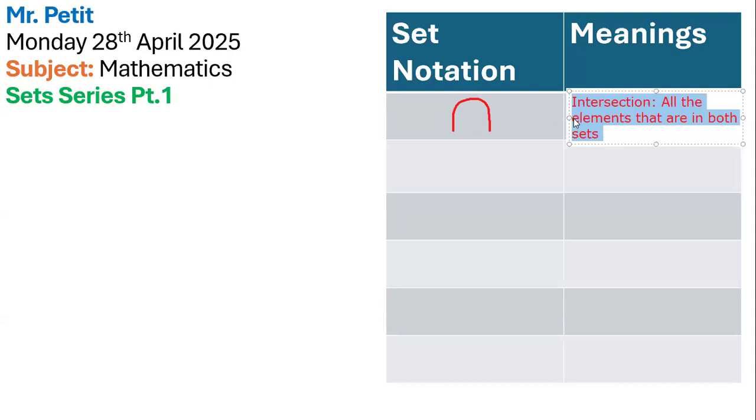That's the intersection. And what is intersection? Read this for me. All the elements that are in both sets. Very good. Have you ever done this topic before, Ken Dawn?